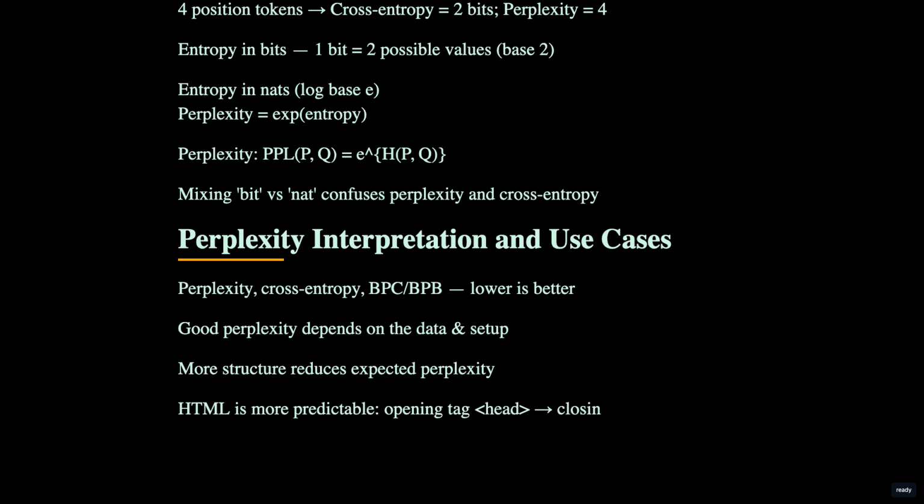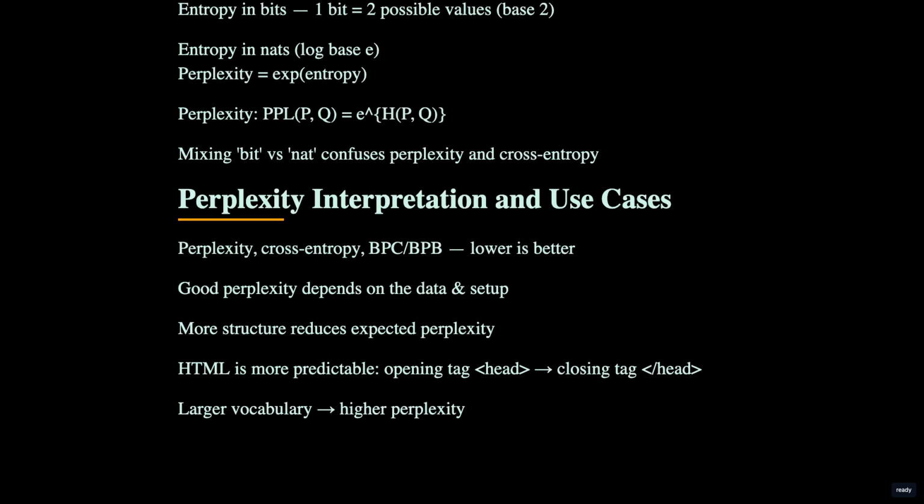Structured formats like HTML enforce clear patterns and constraints. If a model sees an opening tag, the corresponding closing tag becomes very likely. So the model's uncertainty, perplexity, on HTML is typically lower than on unconstrained everyday text.